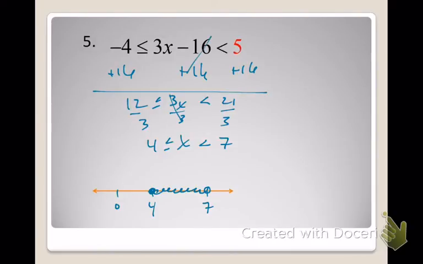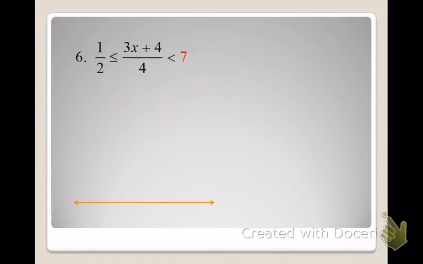Did you get this? Add 16 to the wings, and then divide the wings by 3, and you'll have x isolated. So 4 is less than or equal to x, which is less than 7. And when you graph that, we need a closed circle on 4 because that inequality is equal to, and that makes 4 part of the solutions. And then open circle on 7 because 7 is not going to be part of the solutions. Okay? Good. What about something like this?